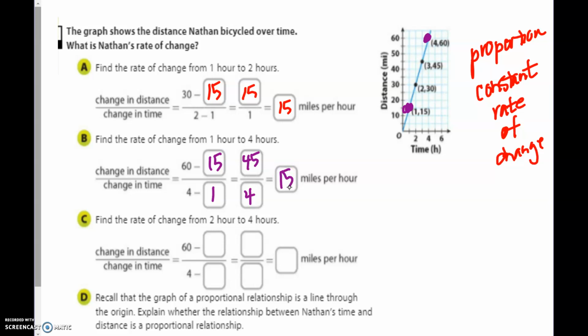So does it matter which ordered pair I picked? No, because this is a nice straight line. Should the change between them always be constant? And that answer is yes.